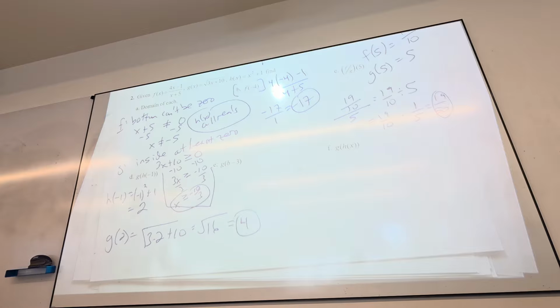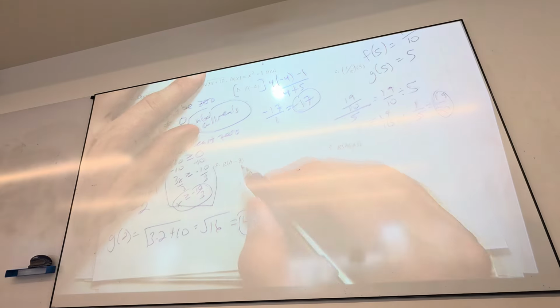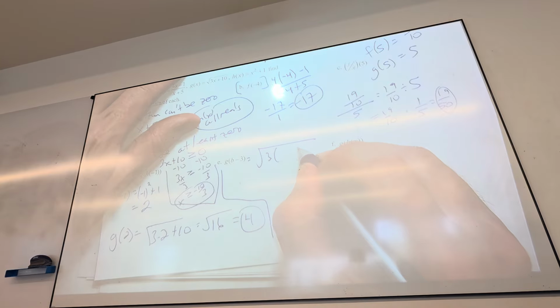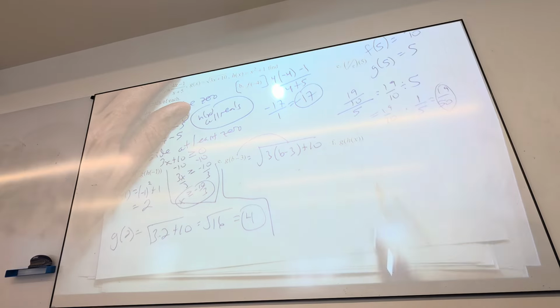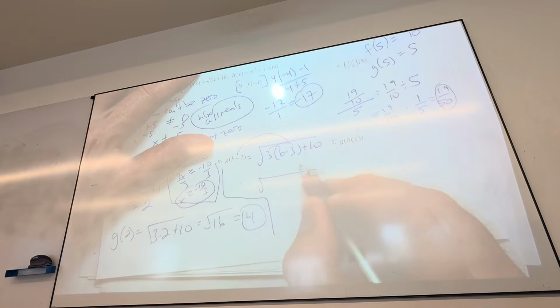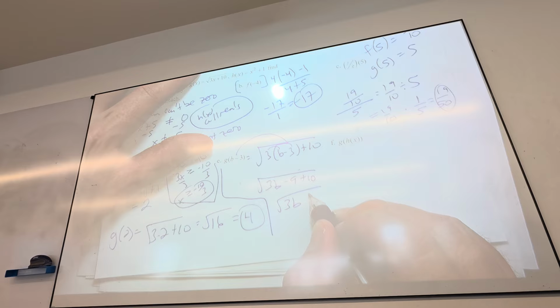What function are we messing with in part E? The g function, the square root of 3x plus 10. What do I replace x with? b minus 3. Yes! So functions are so single-minded. You just take what it is and replace x with what's in there. So I'm gonna put this there. And then what can I do in there? Sure. 3b minus 9 plus 10 is 3b plus 1.